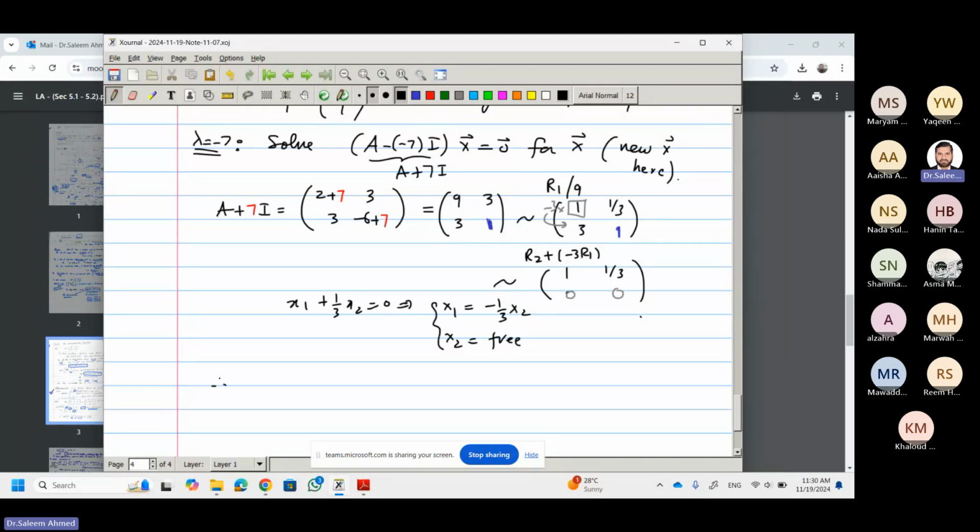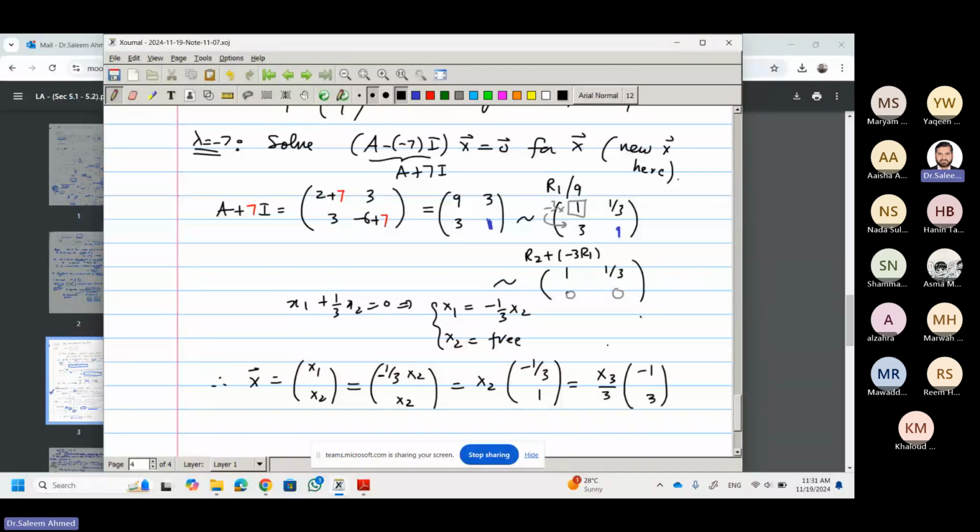So therefore, my vector x has become x1, x2. X1 is minus 1 by 3 x2, and x2 is x2. So now if I take x2 common, you have -1 by 3 and 1. Usually we don't like -1 by 3. So if I multiply 3 inside, or if I take x2 by 3 outside, you will get -1 and 3.